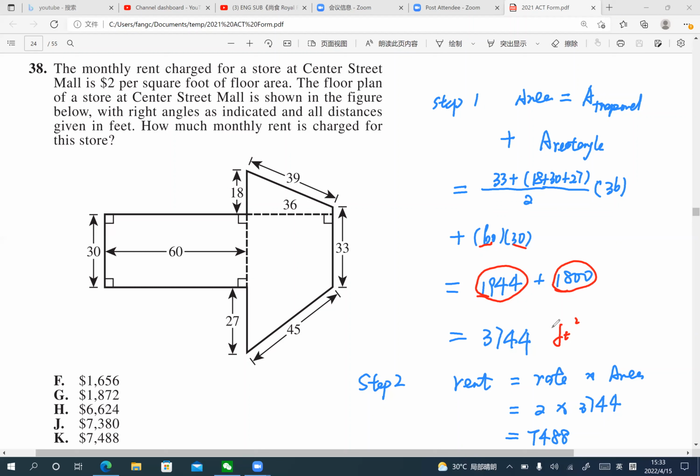3,744 square feet. Step 2, find the rent of the store. The rent should be equal to the rate times the area. The rate is $2 per square foot times the total area of 3,744 square feet, which is $7,488. So we should choose option K, question 38.